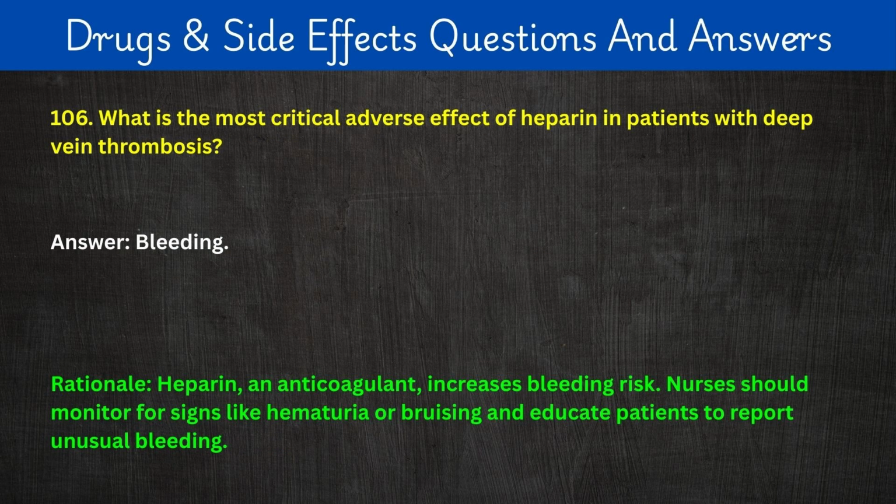106. What is the most critical adverse effect of heparin in patients with deep vein thrombosis? Answer: bleeding. Rationale: heparin, an anticoagulant, increases bleeding risk. Nurses should monitor for signs like hematuria or bruising and educate patients to report unusual bleeding.